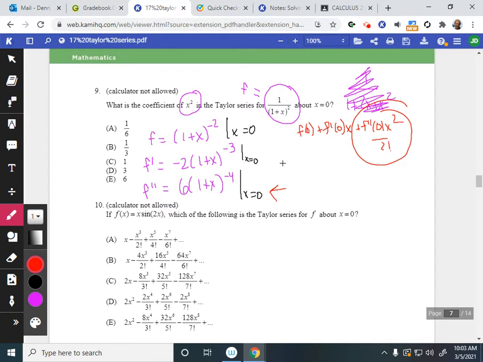So my second degree term, I need to plug 0 in for this. I haven't done that yet. So when I do, I'm going to get 6. So this term is going to be 6x squared over 2 factorial, which is going to reduce to 3x squared. So what is the coefficient of the x squared term? It's 3.